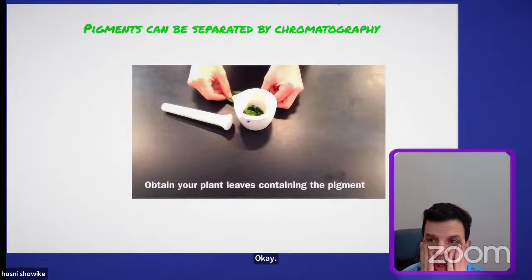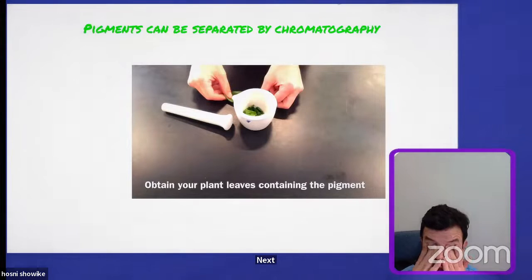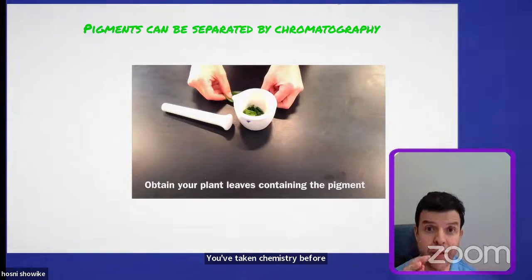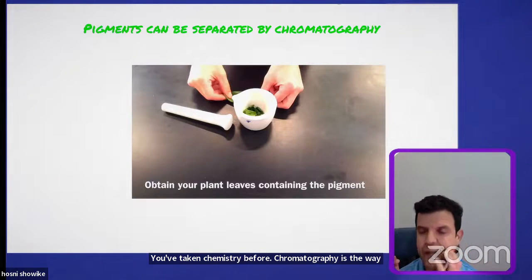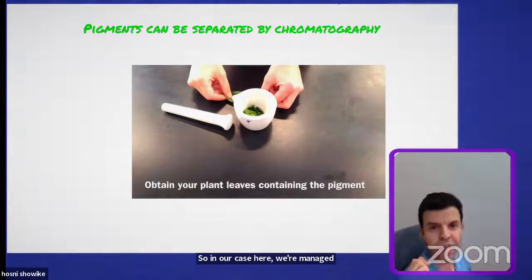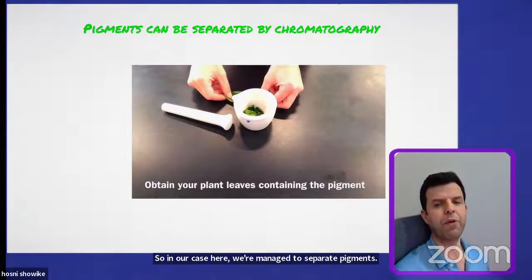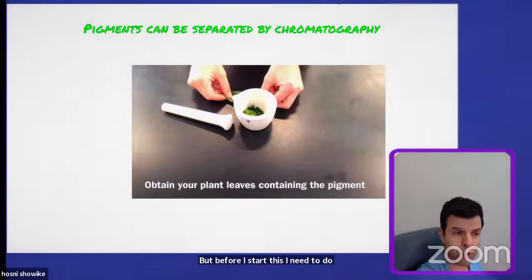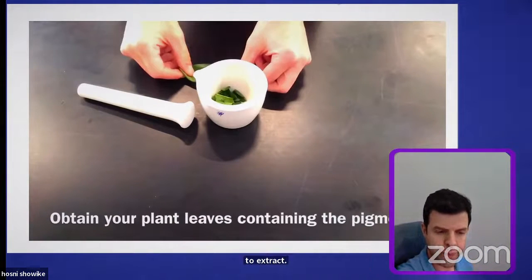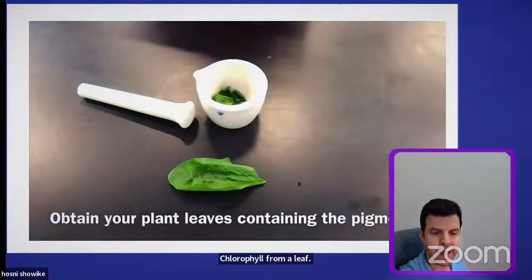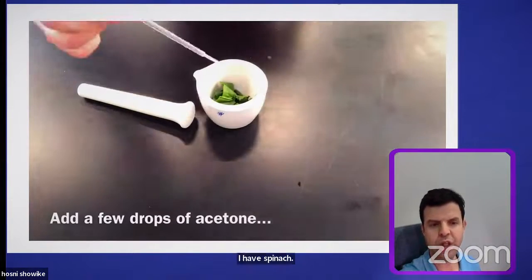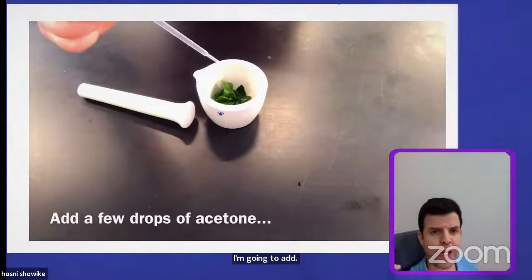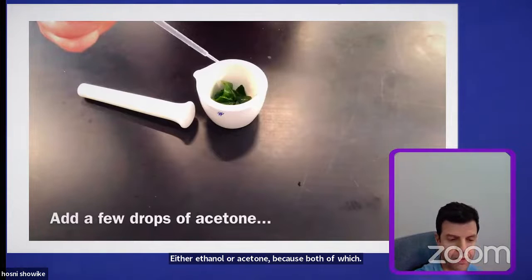Next experiment is chromatography. You've taken chemistry before. Chromatography is the way we separate pigments. So in our case here, we're meant to separate pigments that you have in a leaf. But before I start this, I need to do something. I need to extract chlorophyll from a leaf. To do so, I have spinach. I'm gonna take the spinach. I'm gonna add either ethanol or acetone, because both of which dissolve chlorophyll.